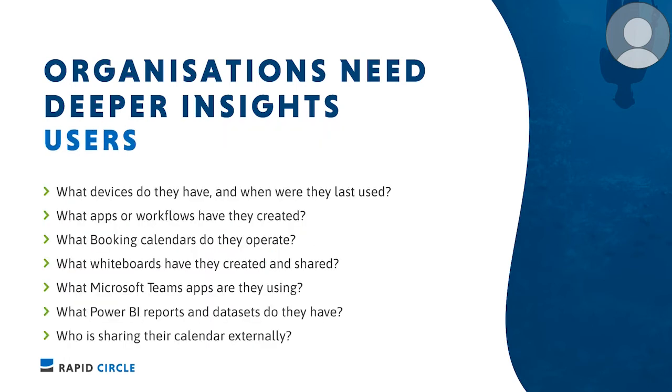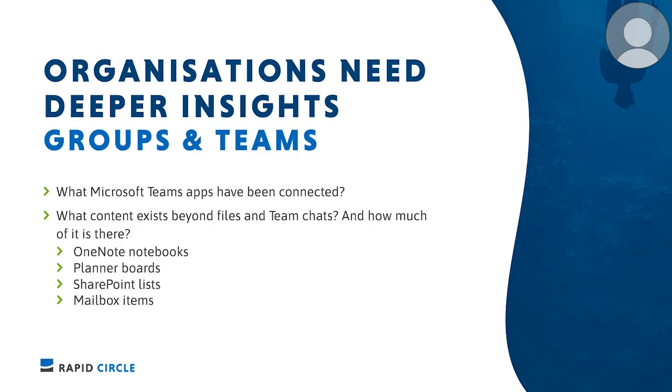So in terms of users, as I said, what devices they've got, where were they last used, what apps and workflows have been created, what booking calendars do they operate, as they may be actually mission critical booking calendars that you're not aware of. What whiteboards are there, and what Teams apps have they got, what Power BI reports have they got access to before you go deleting that user, and also who's sharing their calendars externally, because again, depending on your tenant settings, there may be a lot of information that's privy there.